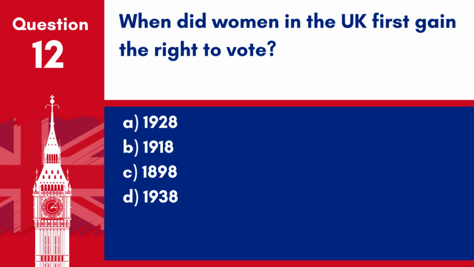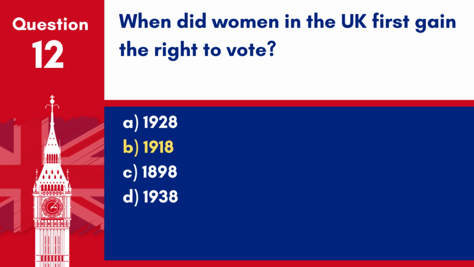Question 12. When did women in the UK first gain the right to vote? A. 1928. B. 1918. C. 1898. D. 1938.